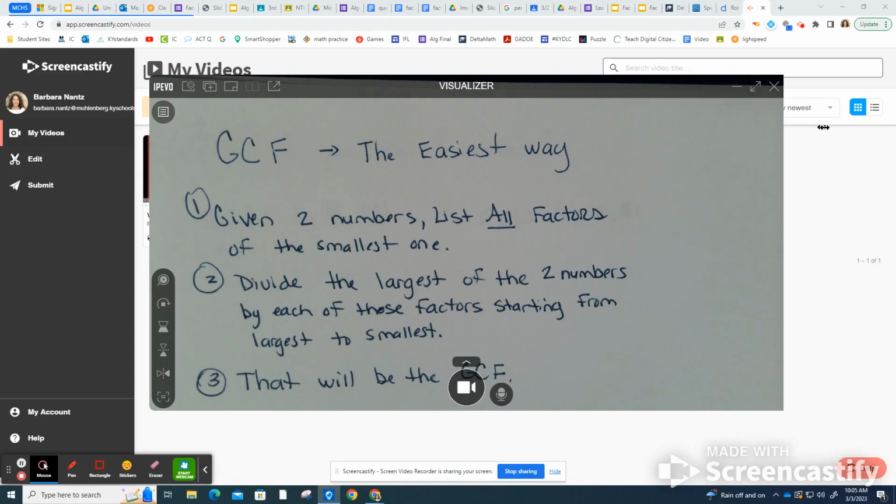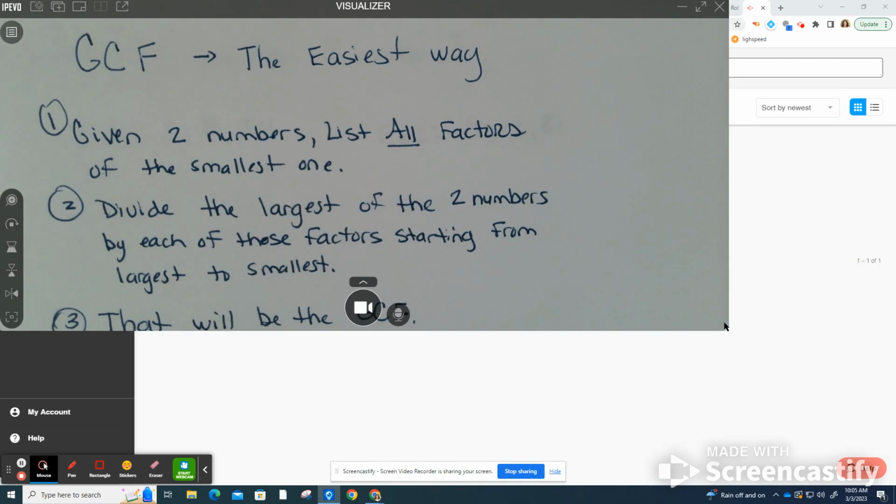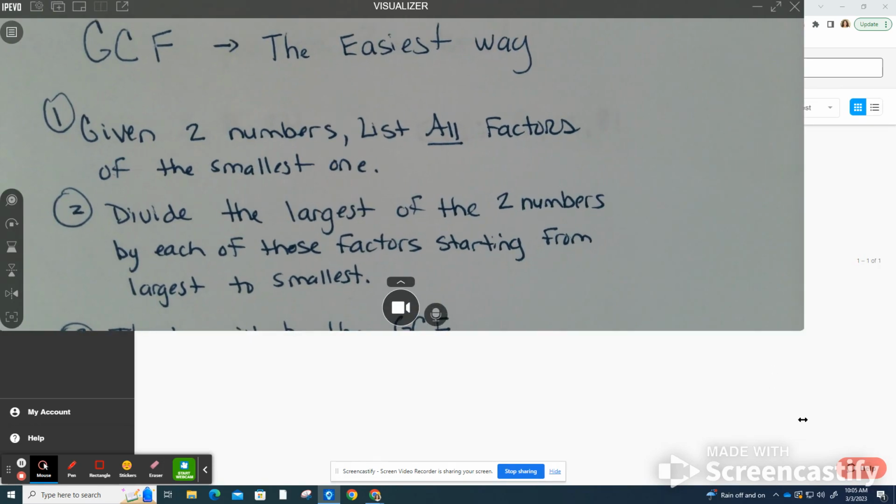Okay, so we're going to talk about the GCF, and we'll try to get this to fit where I can still see my screen.